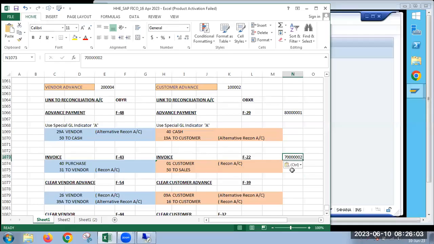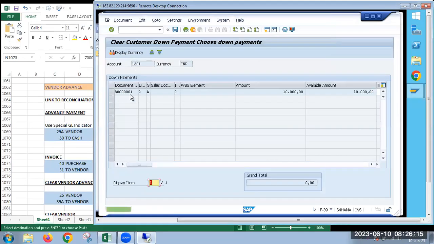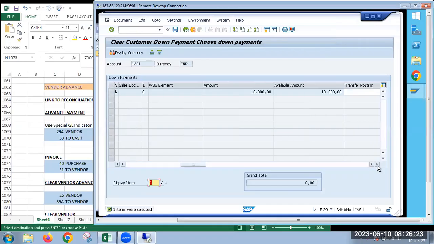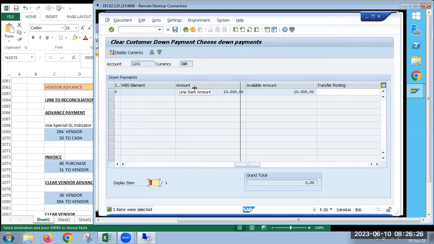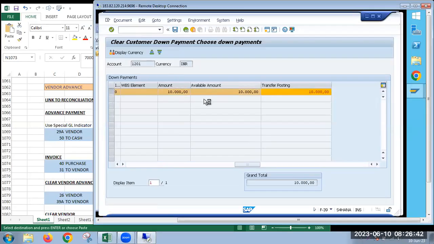So this was our invoice 7002. Against this invoice we will transfer the amount, process down payment. With this document number, we have 10,000 rupees as the available balance. If it is a partial transfer, we can specify the amount we will be transferring from here, or even the full amount we can transfer, for the moment, as the amount posted has not been used. So the total amount is available. We can post it.